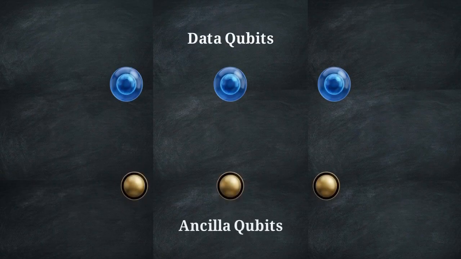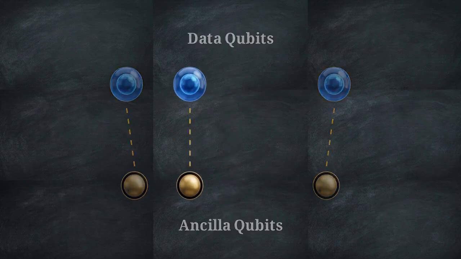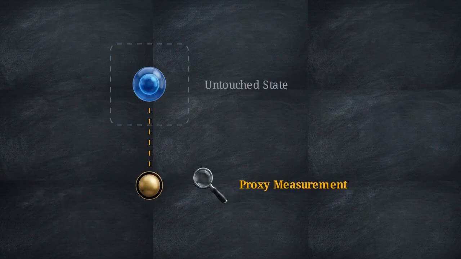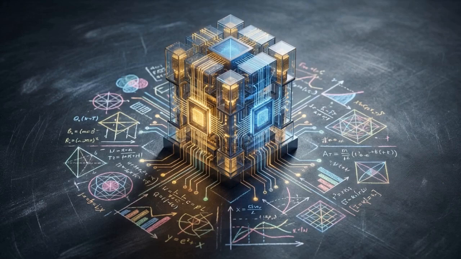This uses secondary helper nodes called ancilla qubits alongside the main data qubits. These ancilla qubits act as a diagnostic tool. They interact with the primary qubits, allowing scientists to detect errors and correct them on the fly without ever looking at and destroying the primary quantum state. Overcoming this noise to achieve stable fault tolerance is the primary focus of computer science today.